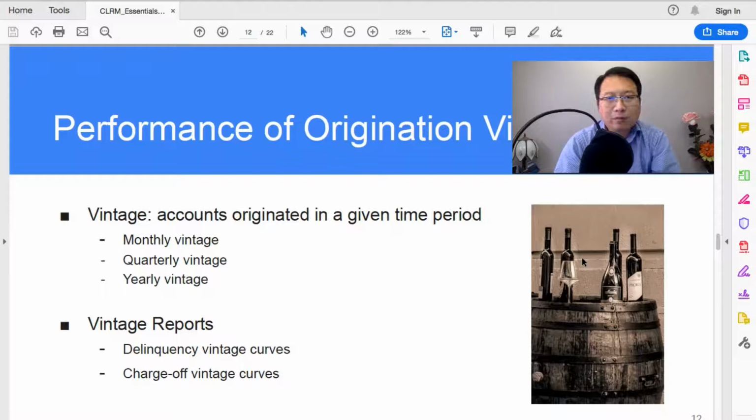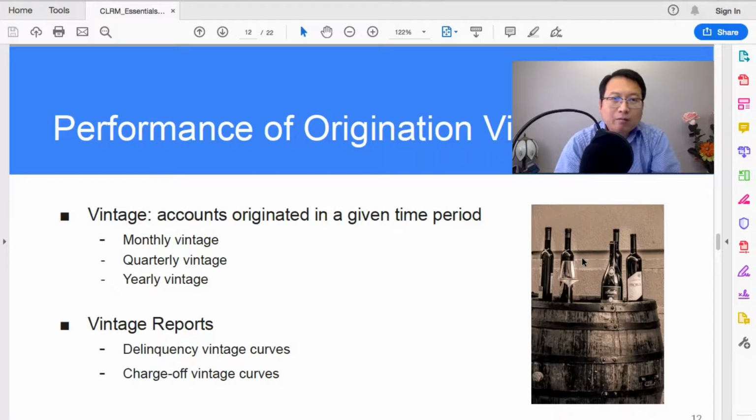For example, if a group of accounts were originated in January 2020, then they can be referred to as the monthly vintage of January 2020. Similarly, for those accounts originated in January to March 2020, they can be referred to as the Q1 2020 vintage. So it's a quarterly vintage. For all the accounts originated in the year of 2020, they can be referred to as a year 2020 vintage. So it's a yearly vintage.